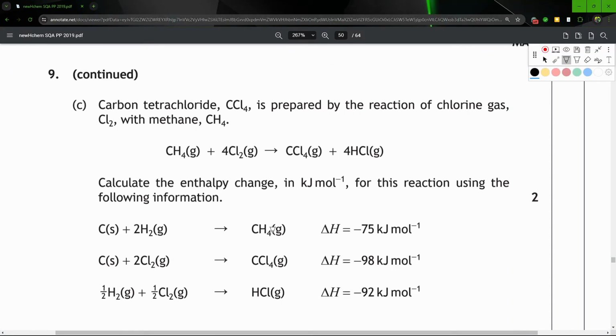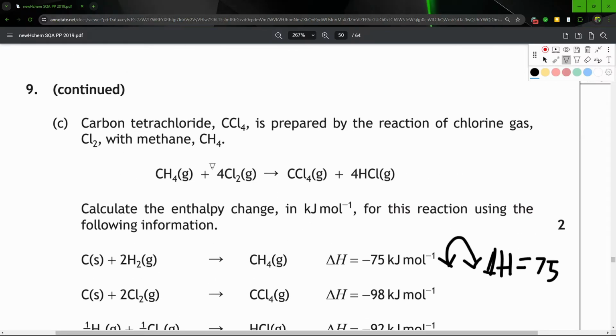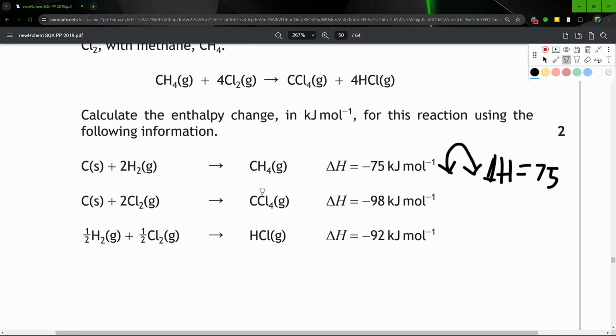So in the original equation, methane is on the left side, but this one's on the right. So we're going to flip this over. What does that mean? Well, we flip it around, so CH4 turns into these two, and that means the enthalpy change will now have a different sign. It will be 75 instead of minus. But other than that, we won't need to multiply anything, because this is just CH4. There's no multipliers. CCl4, that's on the correct side.